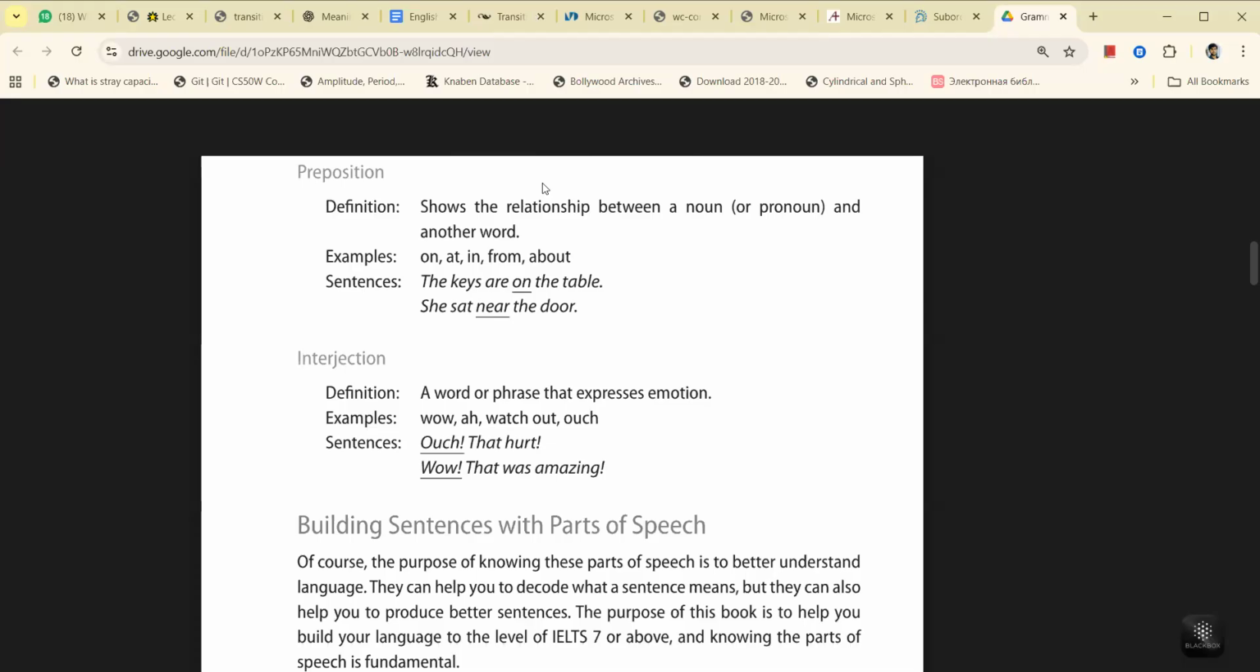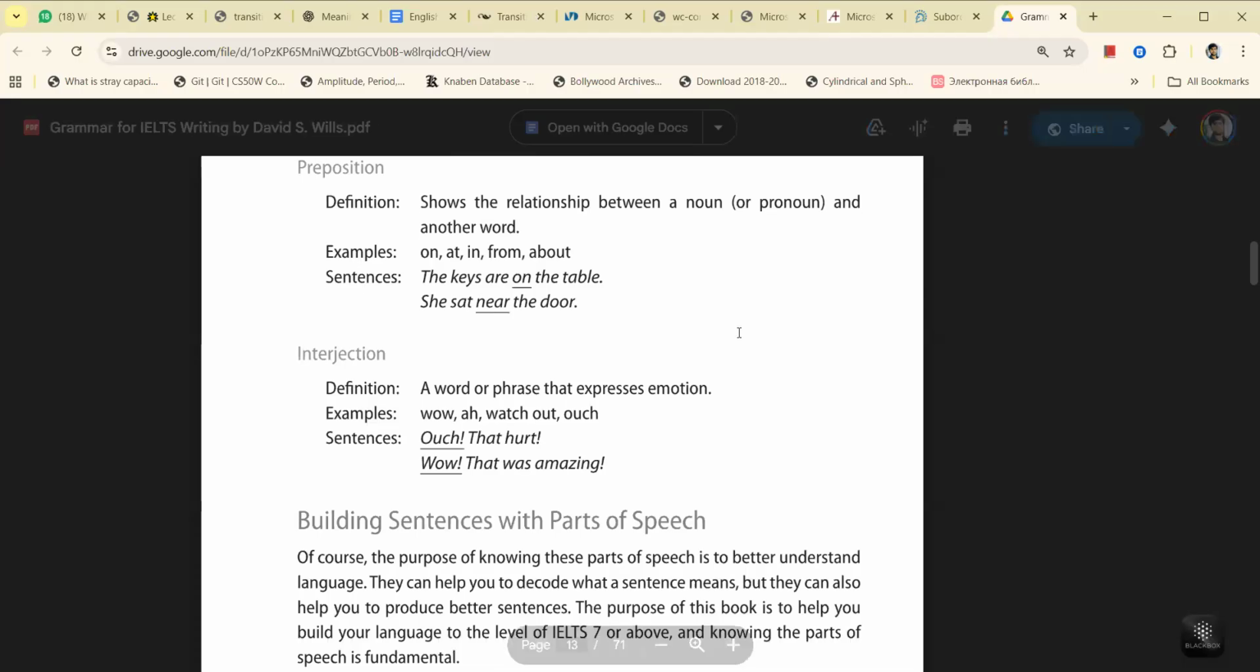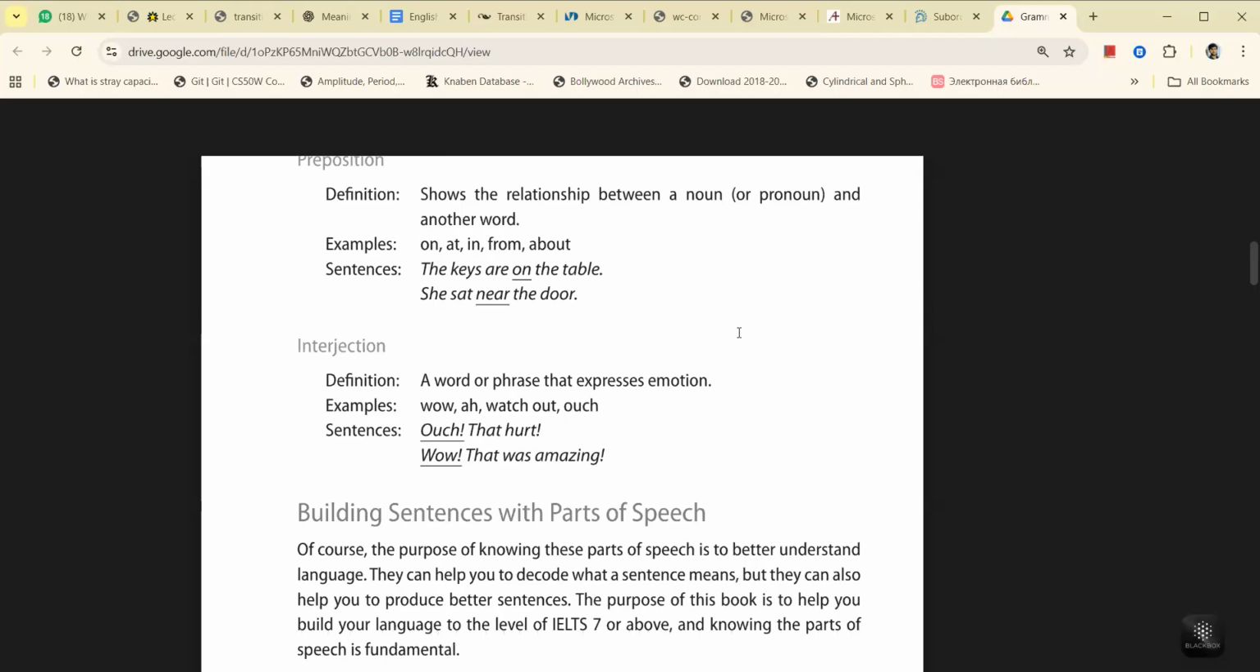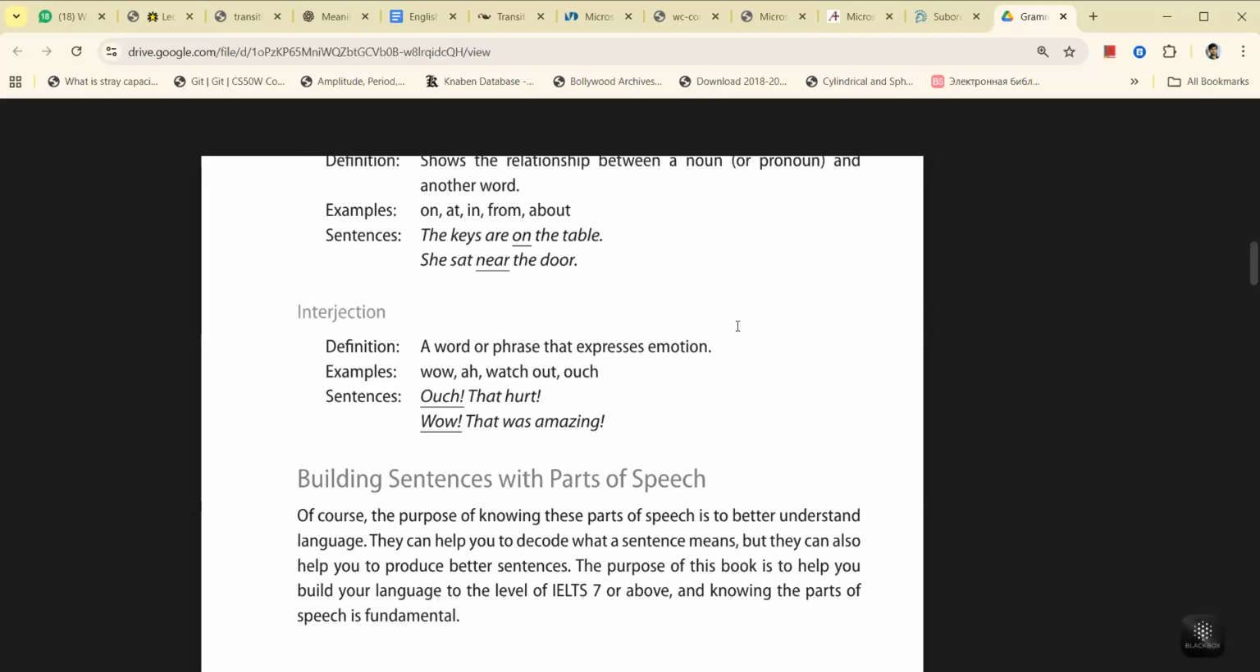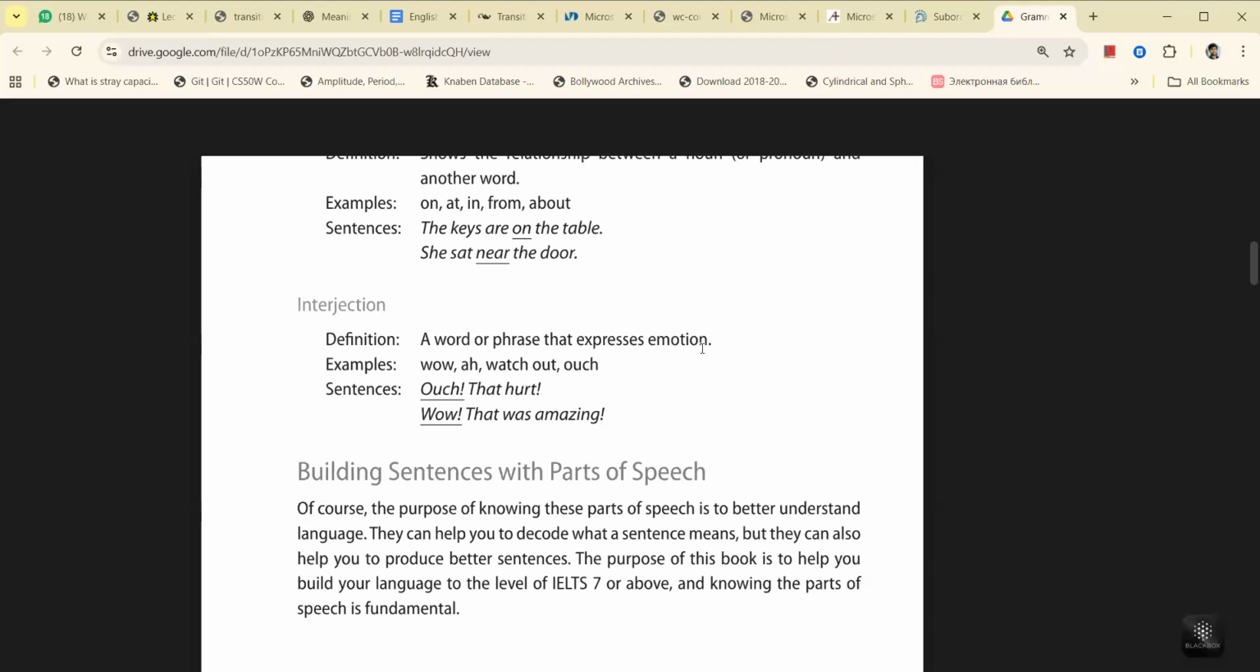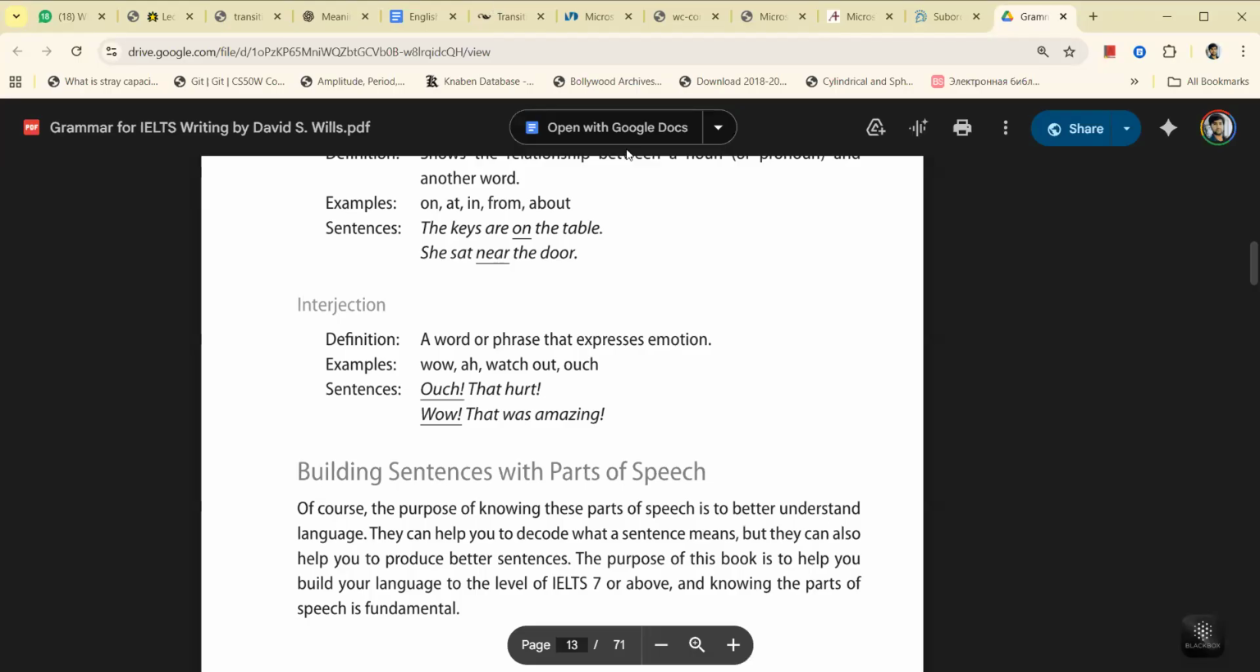Okay. Then interjection, a word or phrase that expresses emotions. In English, sometimes it is used very short, but we have to understand it. Wow, I watched it. Wow, that's amazing. So these are the simple definitions of parts of speech. Now let's see the details further.